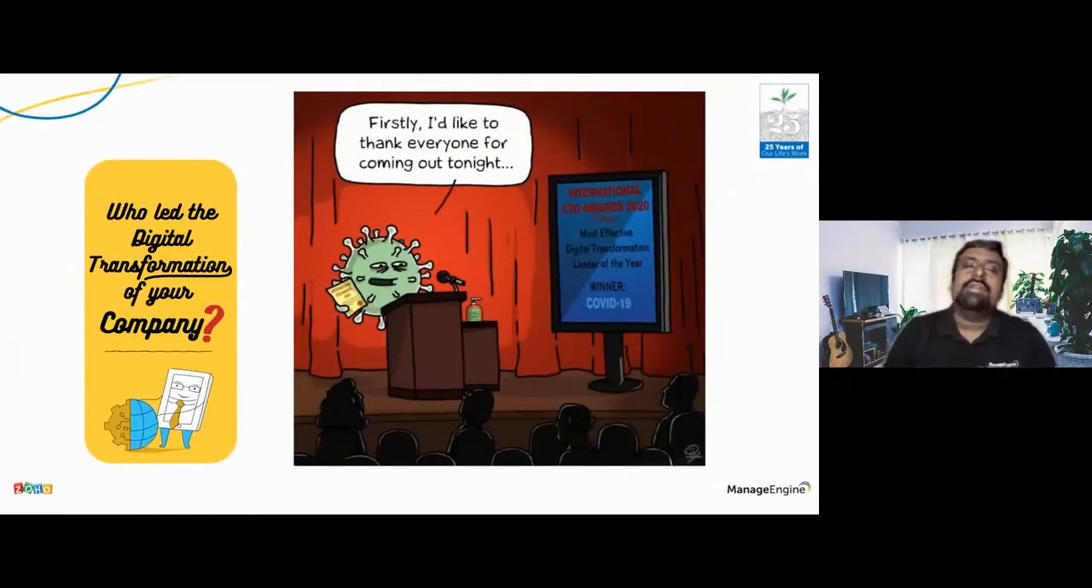So that's the effect the whole COVID-19 has had. And that's why I also say that COVID-19 was the one that brought the entire digital transformation.